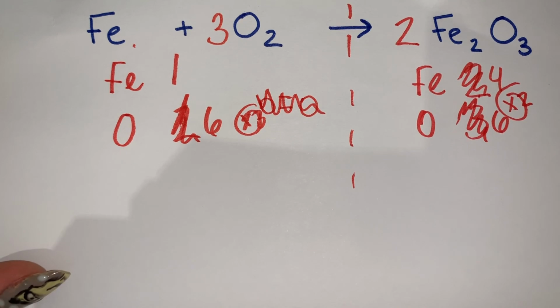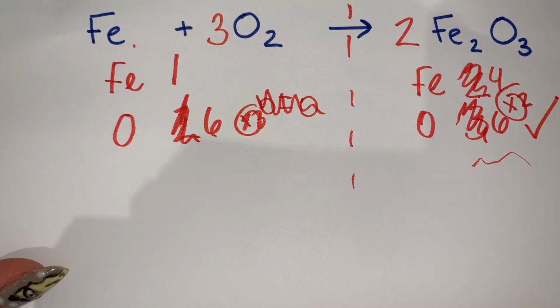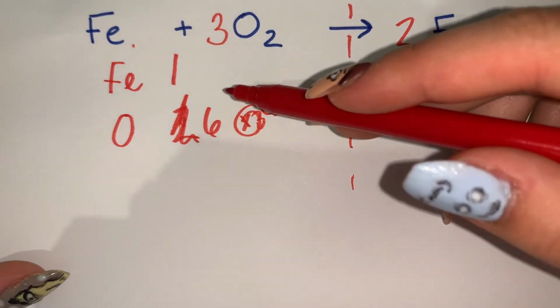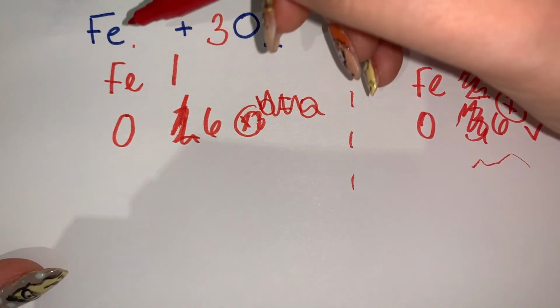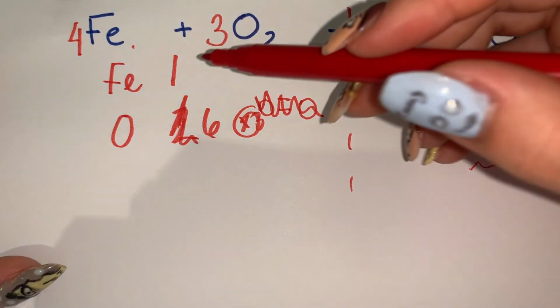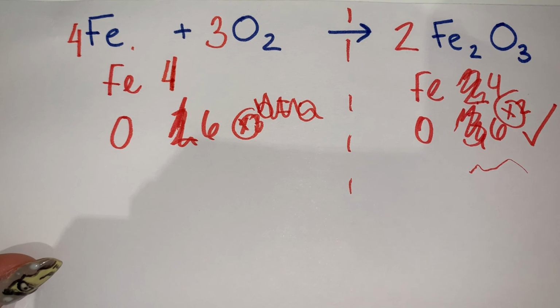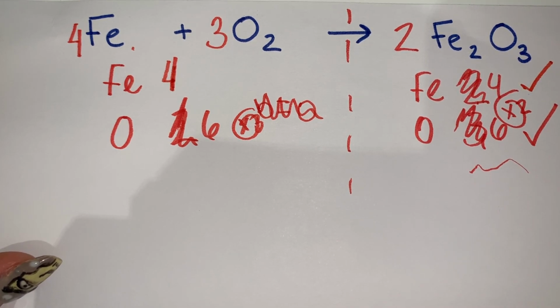And that's the tricky part over. 6 and 6 oxygen, tick. We're balanced either side. But then we've got 4 irons on this side and 1 iron on that side. So let's take a look. We can just put a 4 there, and then that gives us 4 lots of iron, 4 lots of iron, tick, we're all balanced.